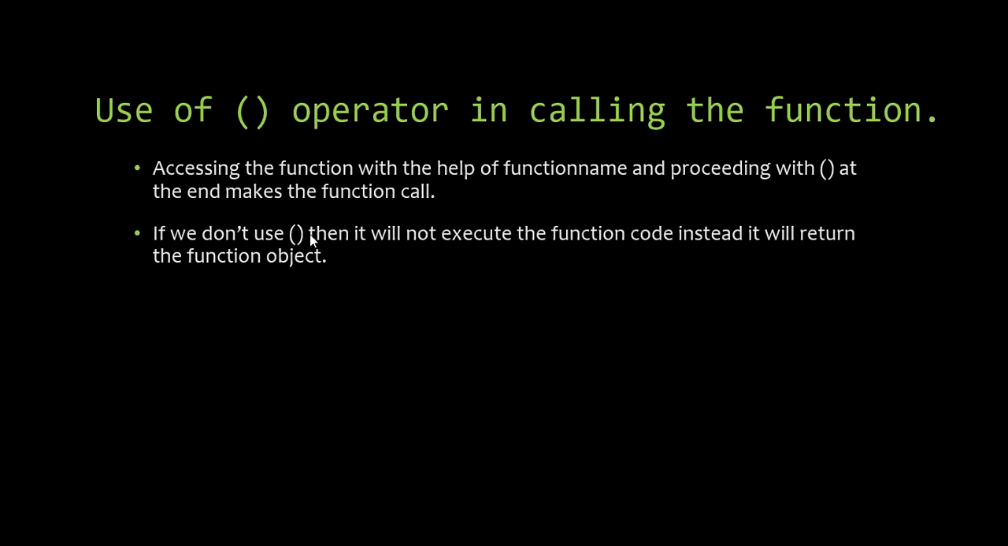And we have to know the use of this operator. This operator is simply used to call the function by its name. We just have to apply this at the end in order to call or execute the function. And if you don't use this bracket at the end while calling the function, then you will get the function object. You can try this in your HTML.